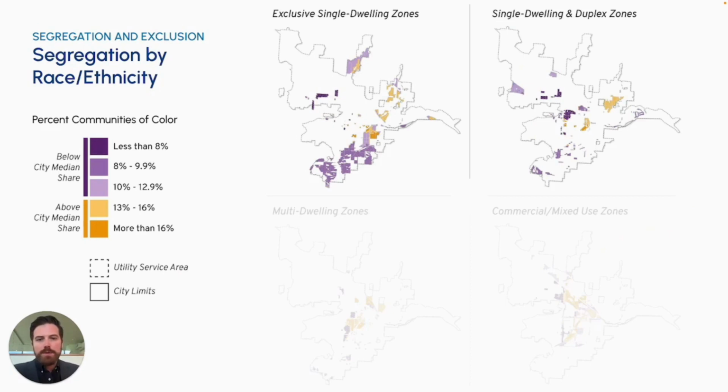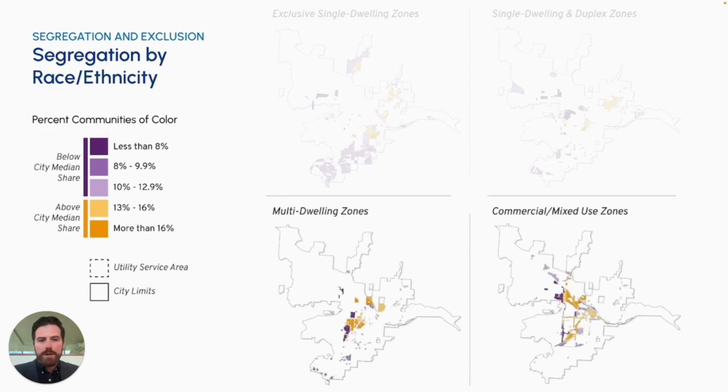And here again, the role of zoning in affecting housing choices and housing affordability is clear. Zones that only allow for single dwelling houses are far less diverse neighborhoods, while zones that allow for apartments and higher density housing are generally more diverse and include a higher share of persons of color.